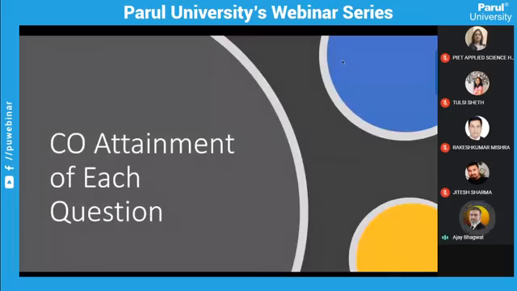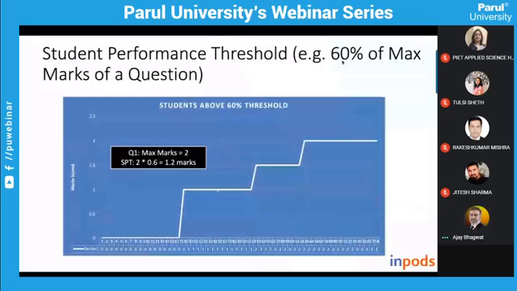Now we have to go for understanding the second step in our attainment computation, rather the third one, which is to find out the threshold value. So threshold value here is 60%, for example, and this question is of 2 marks.